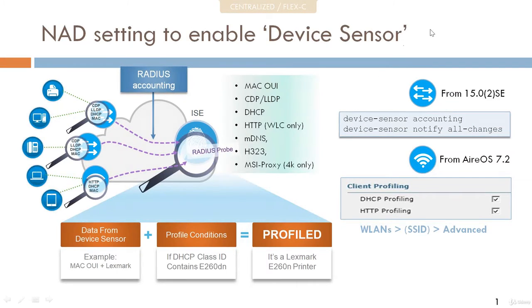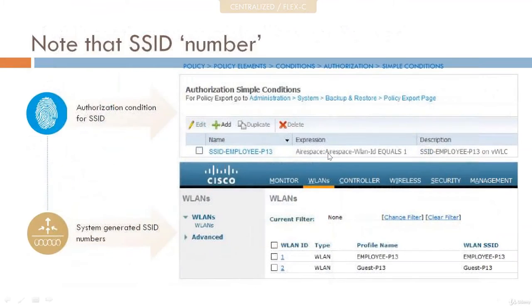Okay. Now, for the NAC setting to enable device sensor, what settings you want to do? So in the switch, you can give device sensor accounting, device sensor notify all changes. In the wireless device, you can do the client profiling like DHCP profiling on, HTTP profiling on, WLAN SSID advanced. We'll see that. So for profiling also, you can create the profile. So these all are very important options we have.